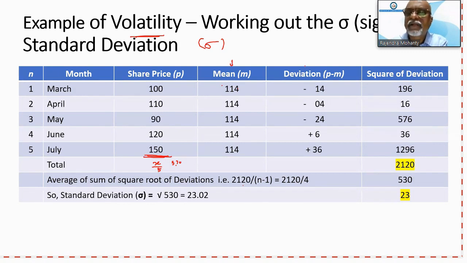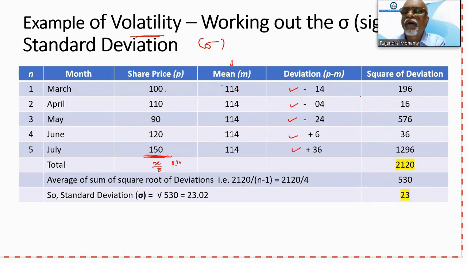Next column is the deviation. Deviation means here I have written P minus M. So from the share price of each month, how much is the difference between the mean and the share price? So share price minus mean. So it becomes minus 14. Next one is minus 4. So 90 minus 114 is minus 24. Then plus 6 and plus 36.